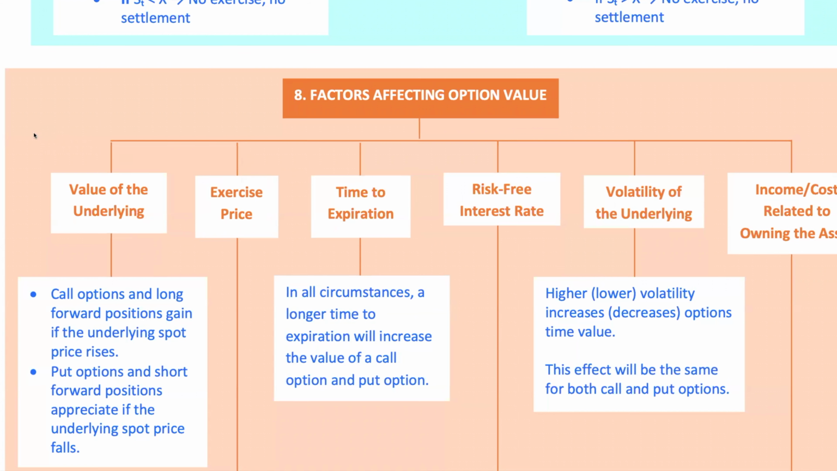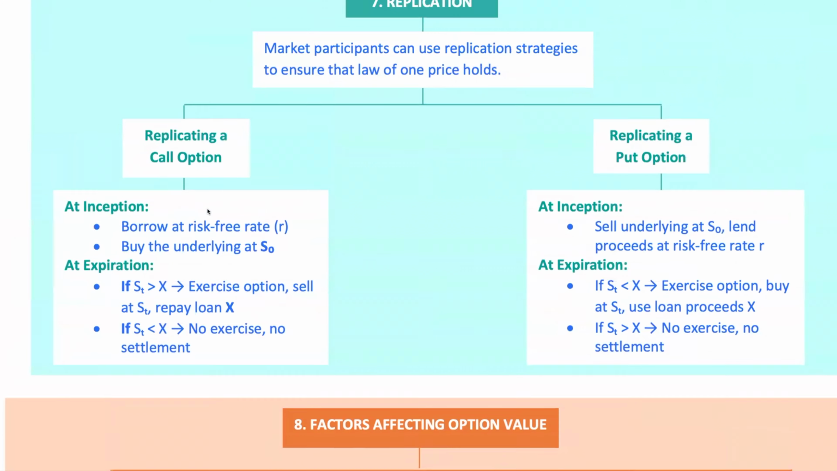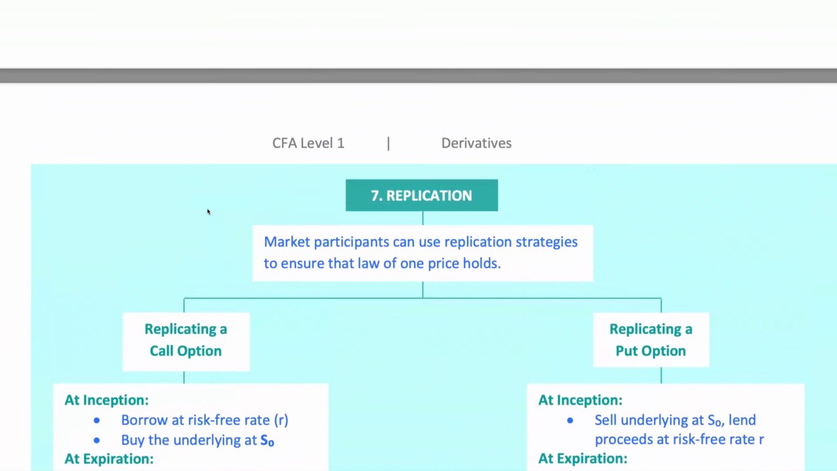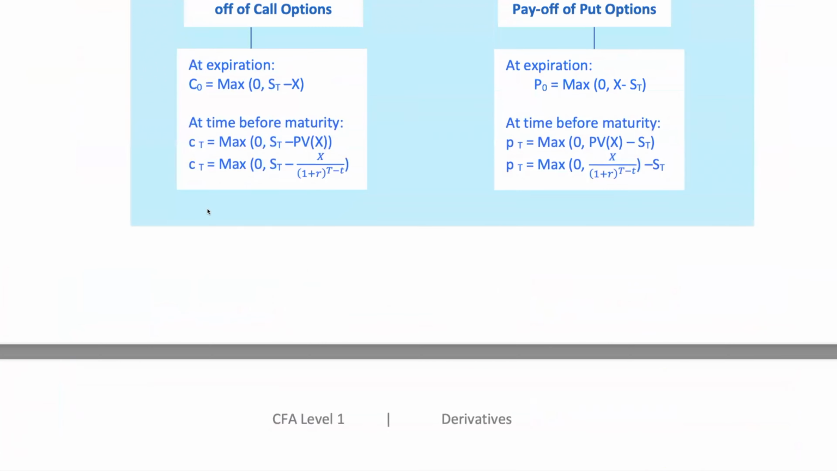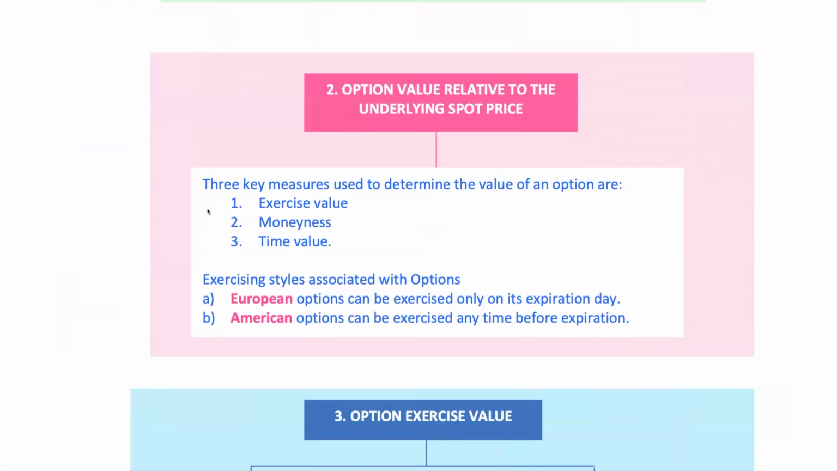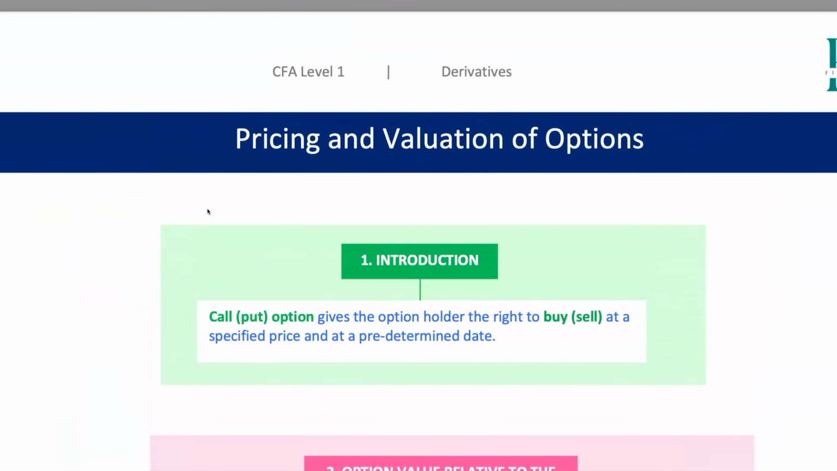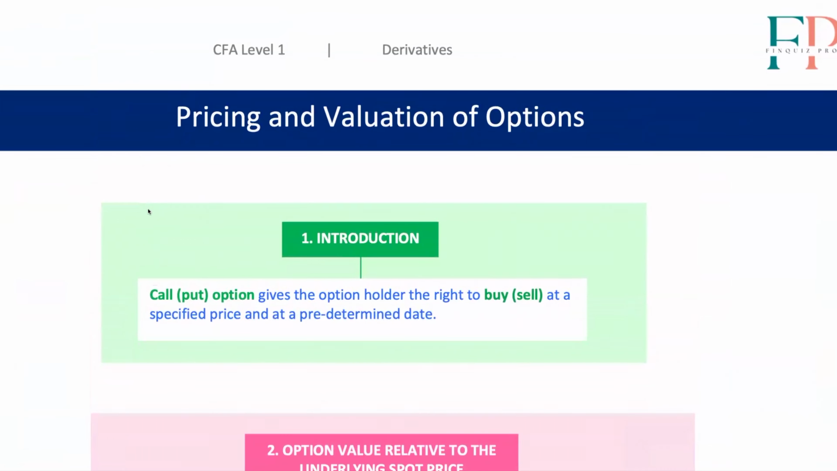And that, folks, is your grand tour of option pricing and valuation. We've journeyed from the basic definitions through exercise value and moneyness, all the way to replication and the myriad factors that shift an option's worth. I hope this approach helps these concepts stick.